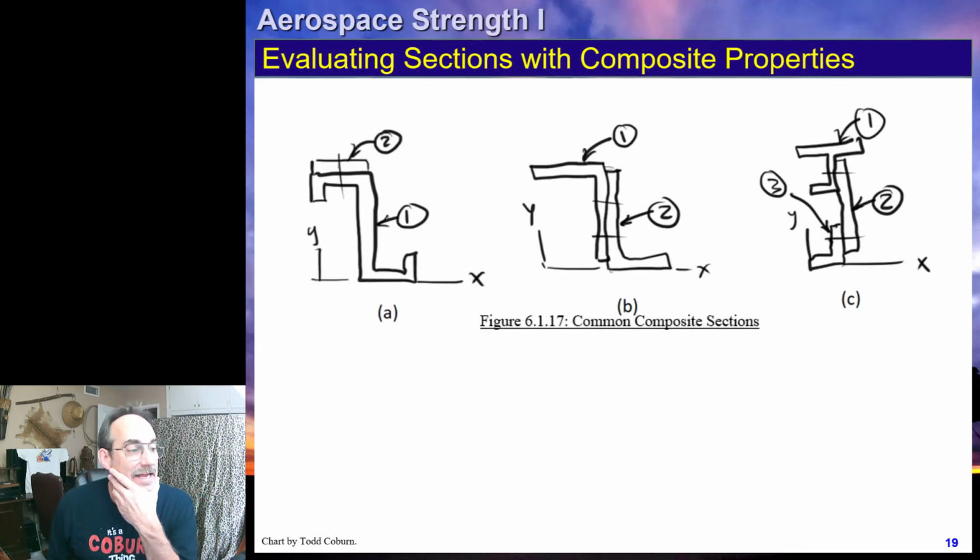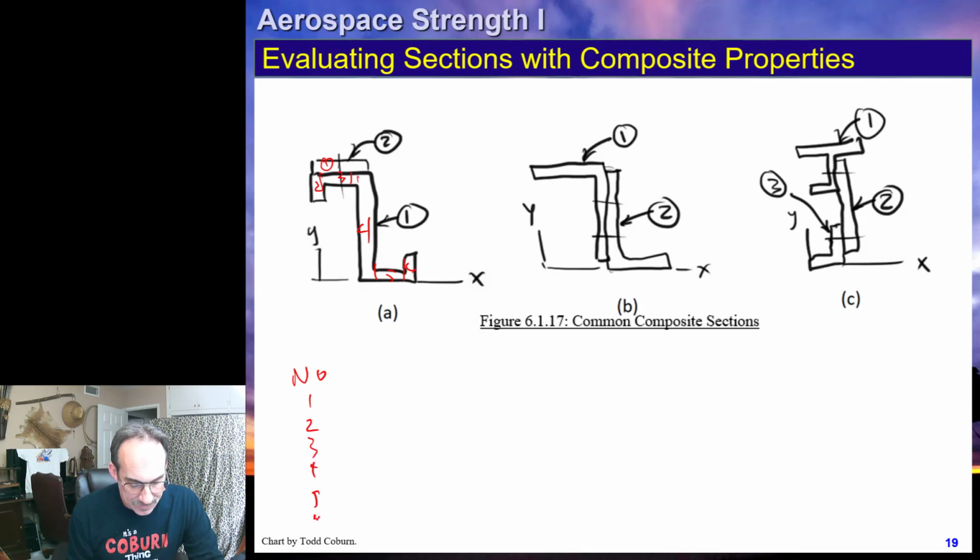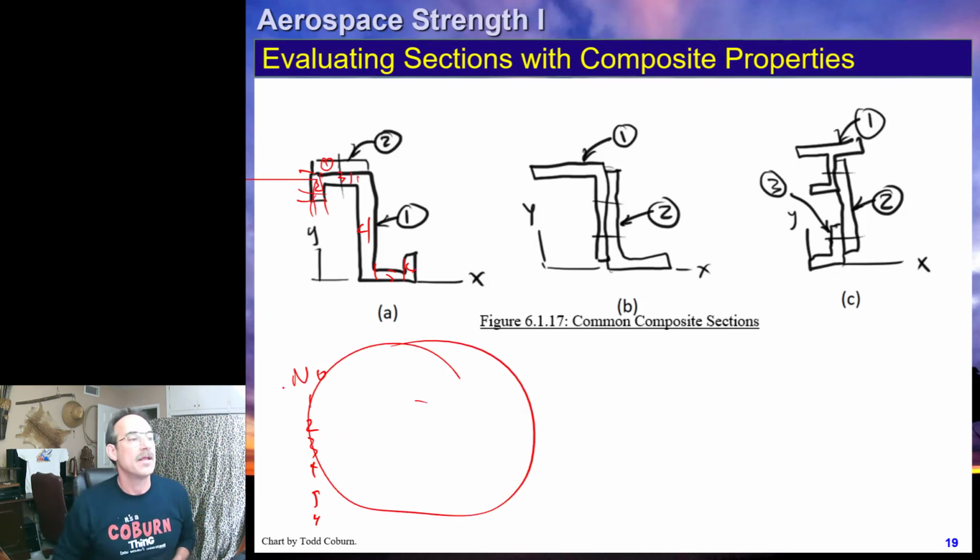Now, if we have a composite section like this, we actually have a couple options. Option 1 is to just break it up and evaluate it. So if we call this 1, and then we call this 2, 3, 4, 5, 6, we would now have a table of 1, 2, 3, 4, 5, 6 elements. We put in the widths and the heights of each and the x bar and the y bar of each into our table and calculate our properties.